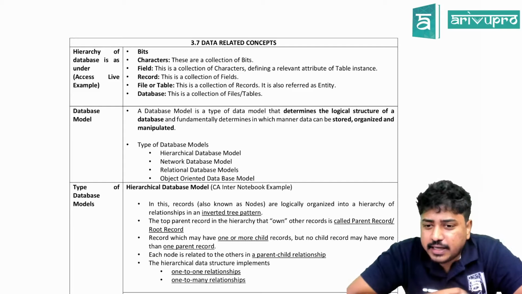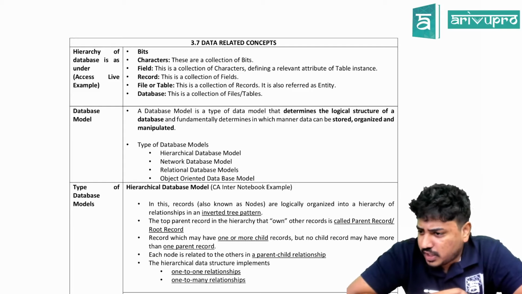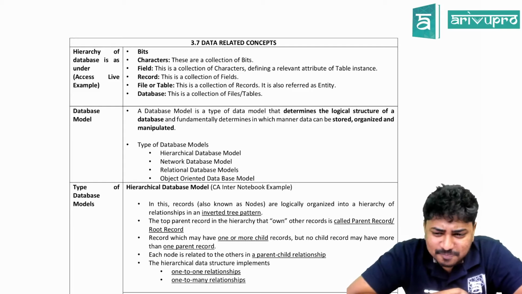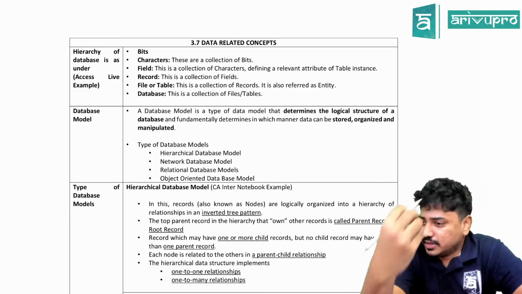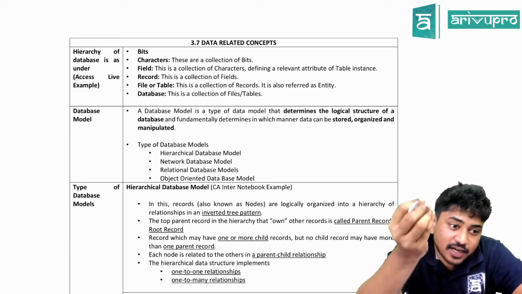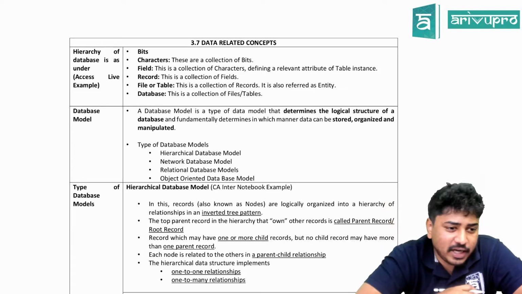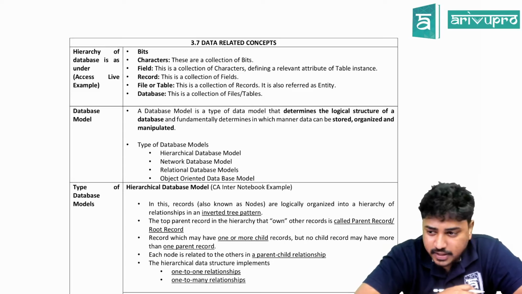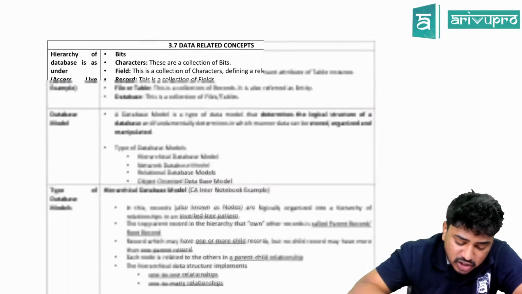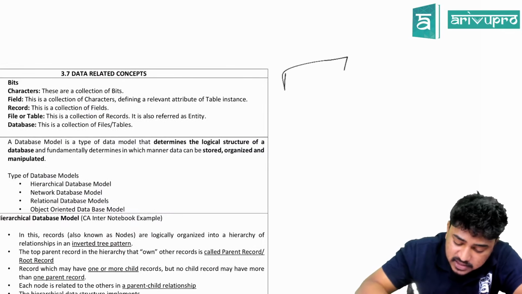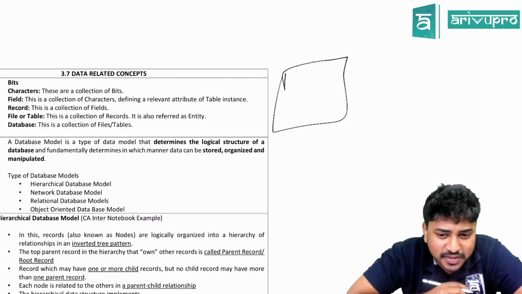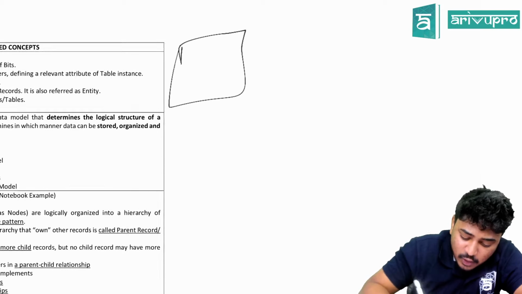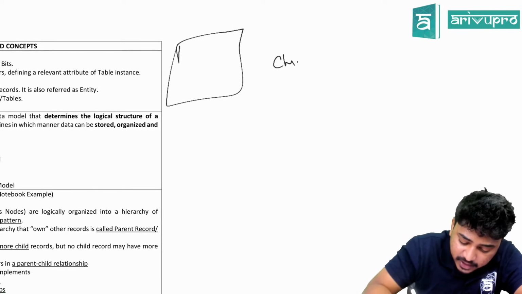Done. Data related concepts. We saw what is data, right? What is data? Unprocessed information, text, images, we call it data. Qualitative data, quantitative data. Then we saw another concept called database, right? What is a database?